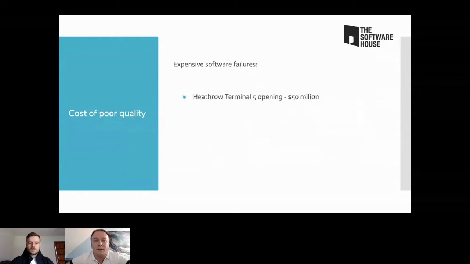The first one I would like to highlight is the issue that happened at the Heathrow Terminal 5 opening. It was related to the baggage handling software for Heathrow's new terminal. It was some time ago, actually, in 2008. The system was tested. However, the testing didn't take into account real-world usage, which is where the system failed.